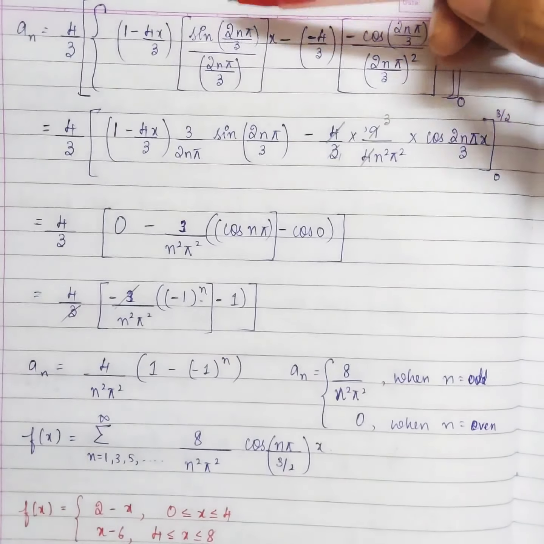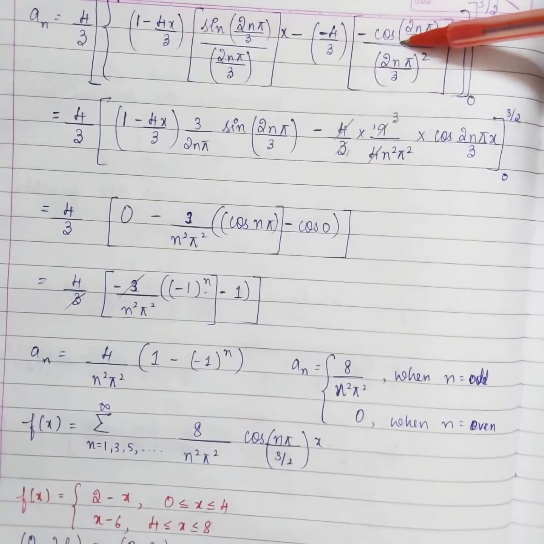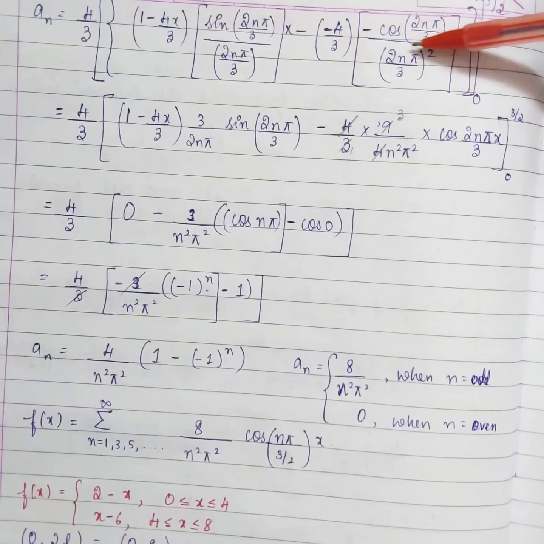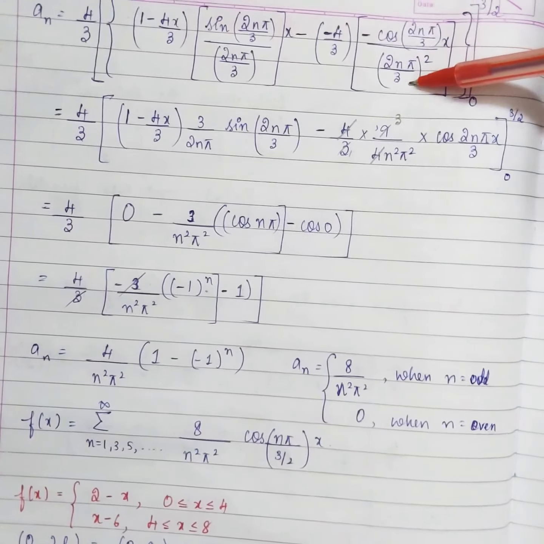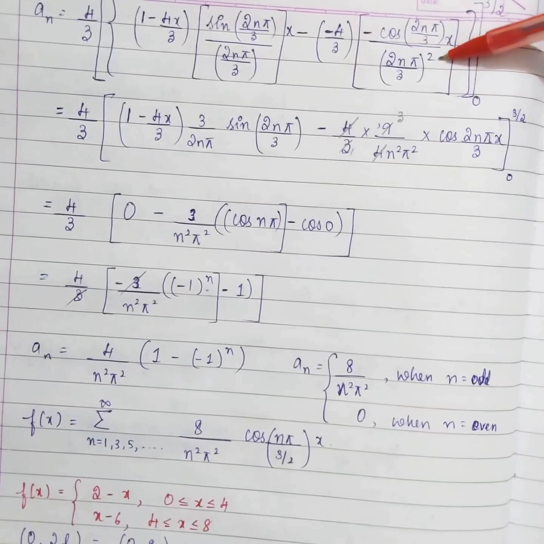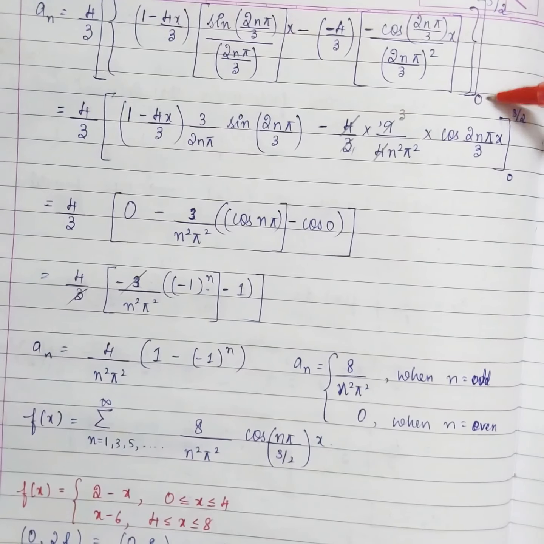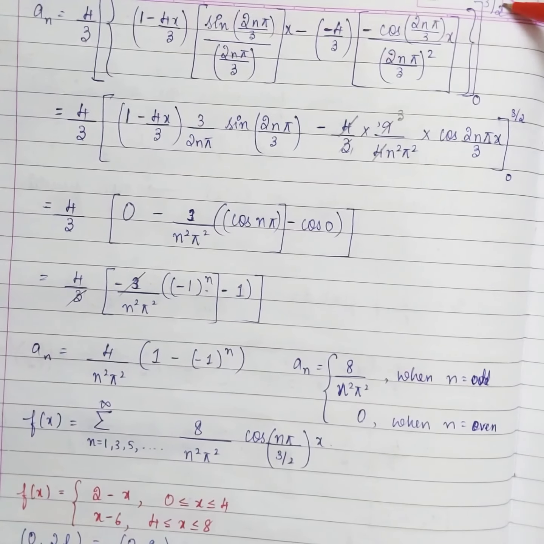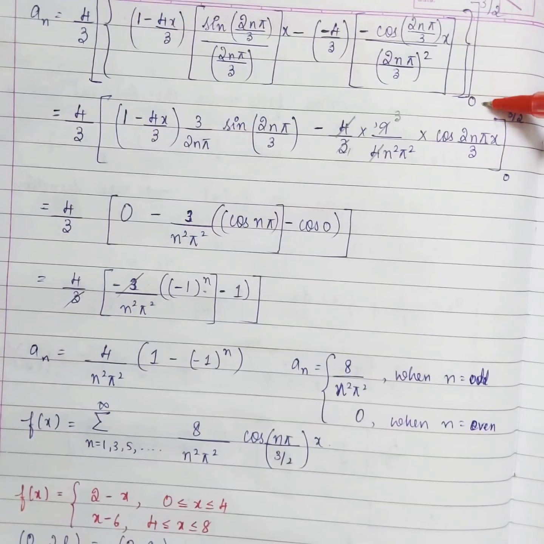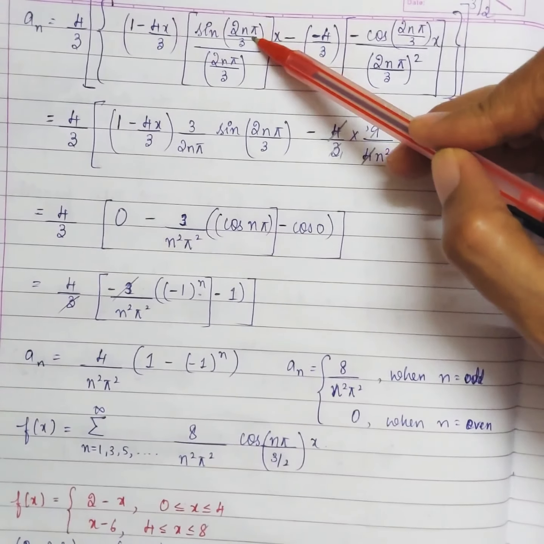That's it. And sine integration again is minus cos. So minus cos 2n pi by 3x divided by 2n pi by 3. Already 2n pi by 3 is in the previous step, so we have written whole square. And then we have to apply the limit, 3 by 2 is the upper limit and 0 is the lower limit. So what will happen if I apply 3 by 2 for this term?